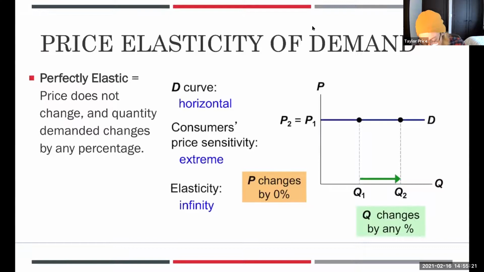And we have the extreme version of elastic being perfectly elastic. That's just this flat horizontal curve here. All this is really saying is that price does not change. Quantity demanded can change by any percentage, but price does not change. Price is effectively always going to be constant. So that's the extreme version of elastic.